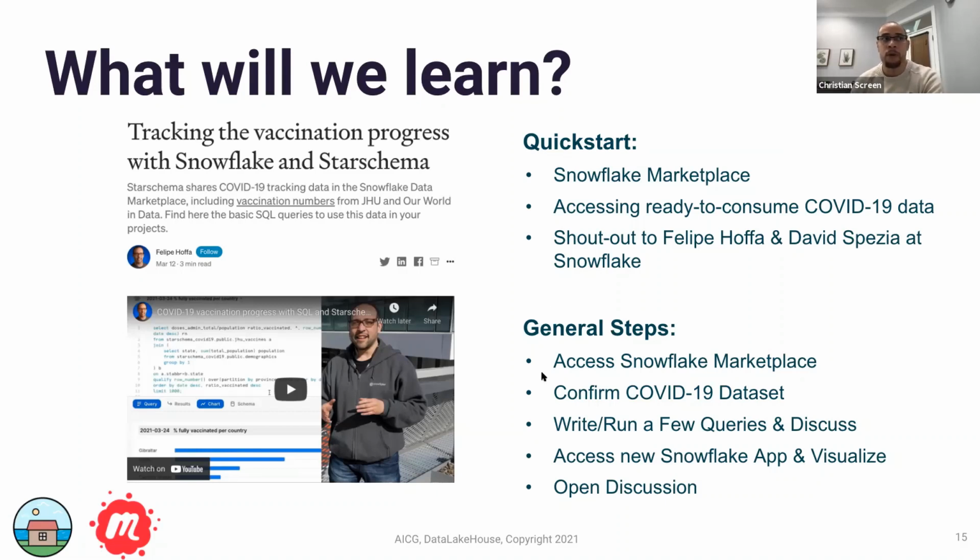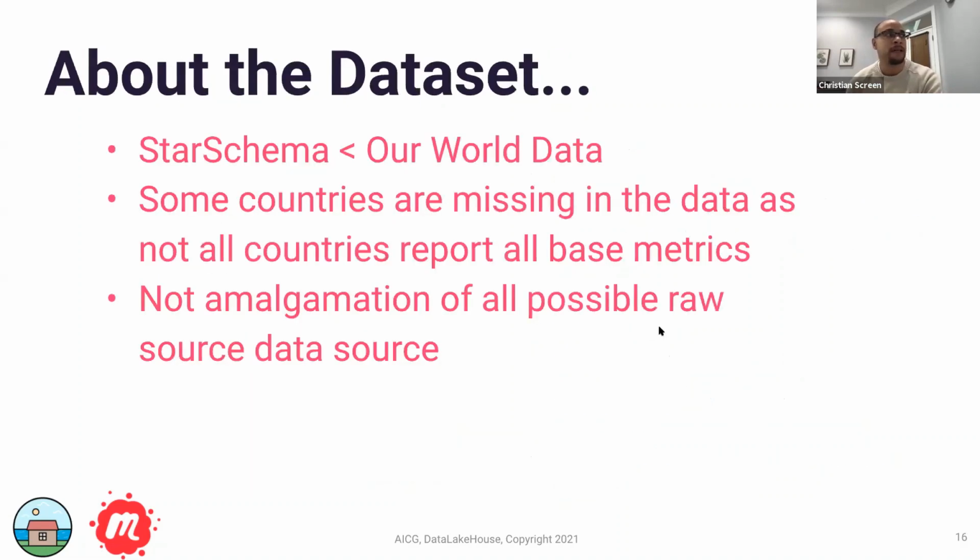And so for the most part, what we're going to walk through is just accessing the Snowflake marketplace. We're going to confirm that we have the COVID-19 data set, look at the tables that are available to us, write a few queries, maybe have a little bit of discussion, and then we'll look at the new Snowflake worksheet, their new app instance, if you will, see how we can visualize some of the data. And then, like I said, we'll have an open discussion at the end and really broaden some of the discussion on the topic.